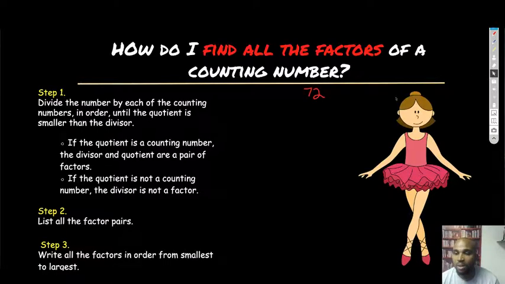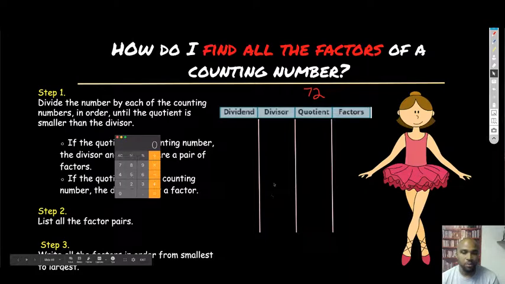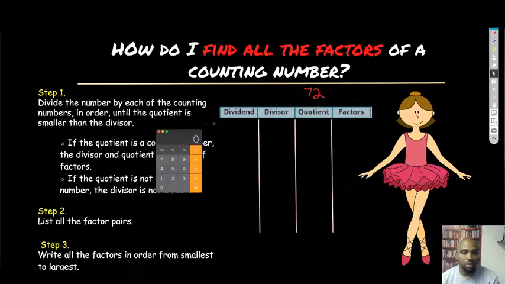So let's pull up this table here to help us understand how to do that. And actually, I'm going to get my calculator out to make this a little faster. So here's my handy dandy calculator. We're going to take 72 as our practice, and we're going to start dividing it by each counting number.